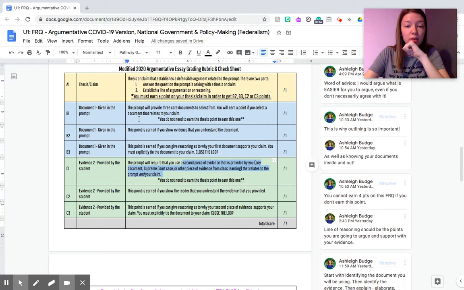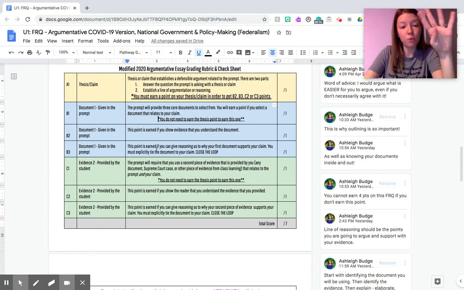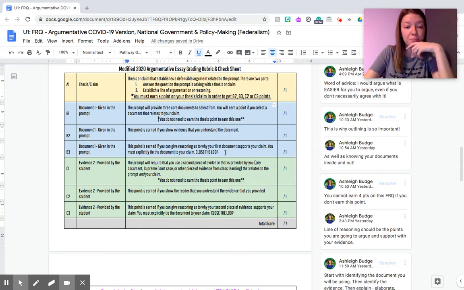You will get a point, as I said, for selecting a document that they provide for you that relates to your claim. You will get a third point if you show that you understand the document. So you're going to need to talk about what the document is about. And then you will get that fourth point here if you basically give reasoning. Explain why your first document supports your claim. Connect the document to your claim by providing examples, evidence, and closing the loop, like we talked about in the last video.